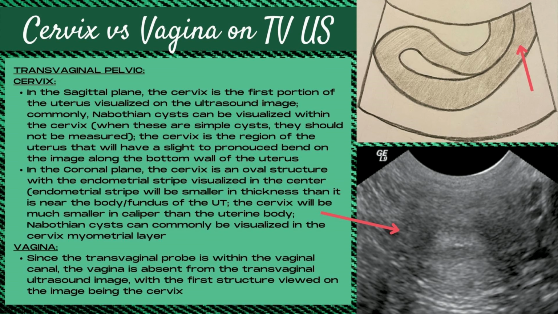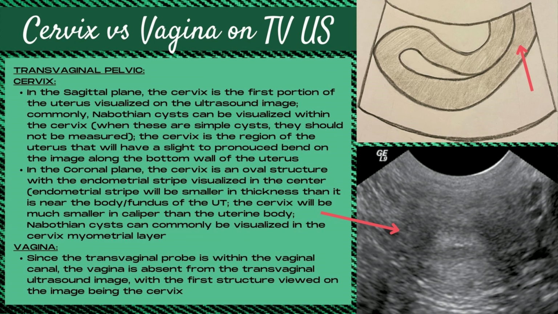And in the coronal plane, such as seen in the bottom image, the cervix is going to be an oval structure with the endometrial stripe visualized in the center. This endometrial stripe will be smaller in thickness than it is near the body and the fundus of the uterus. And the cervix will be much smaller in caliber than the uterine body.